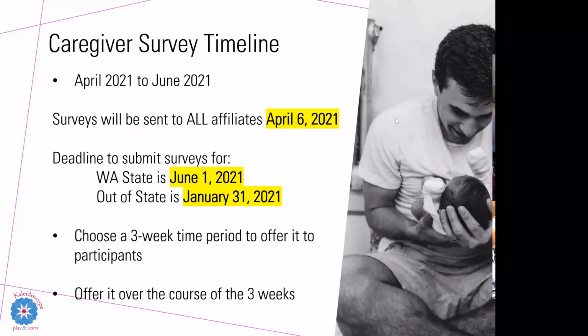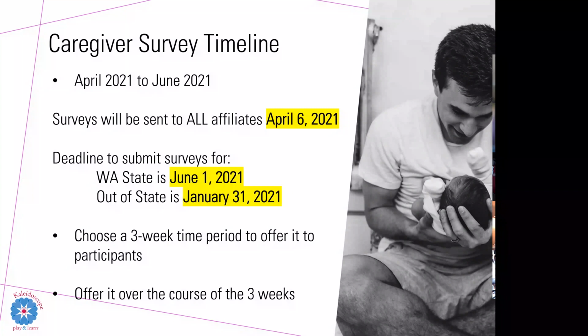Thanks, Kim. So this shows the caregiver survey timeline. Just as Kim said, you will all receive an email from us with the link and the forms on Thursday, April 6th. And if you are in Washington State, you will have until Tuesday, June 1st to submit them. We ask that you choose a 3-week window between the date you receive the surveys and the deadline to offer it to participants. If you are an out-of-state affiliate, you can choose your 3-week window to offer it at any time, as long as they are submitted by January 31st, 2021.